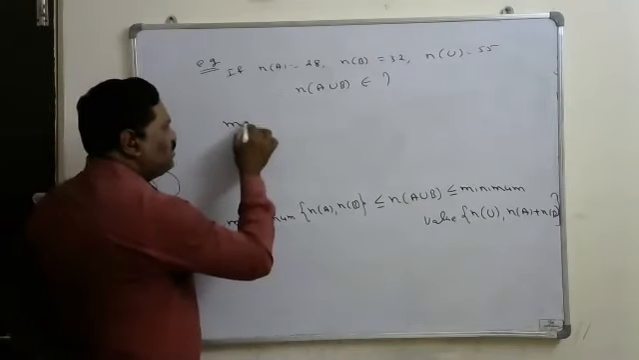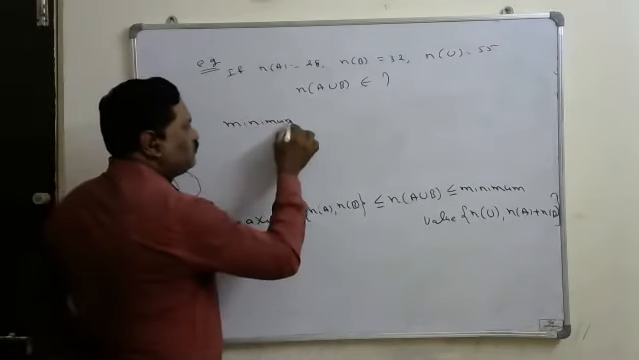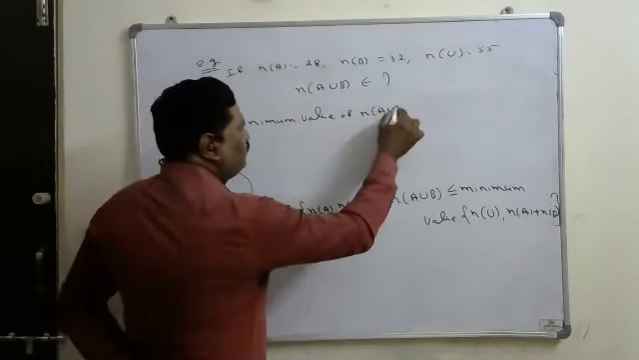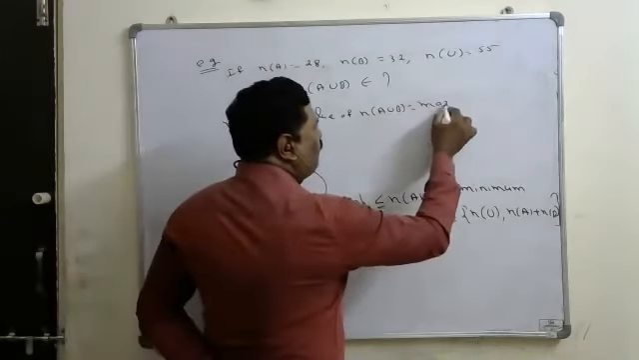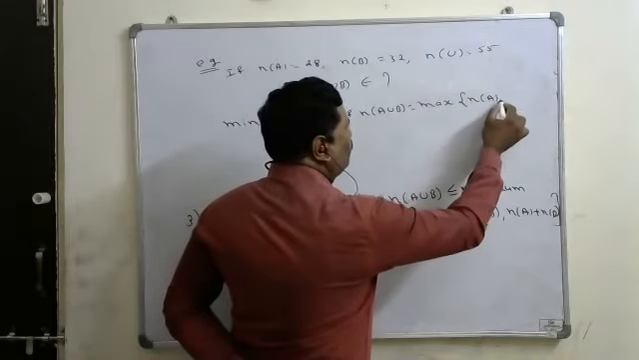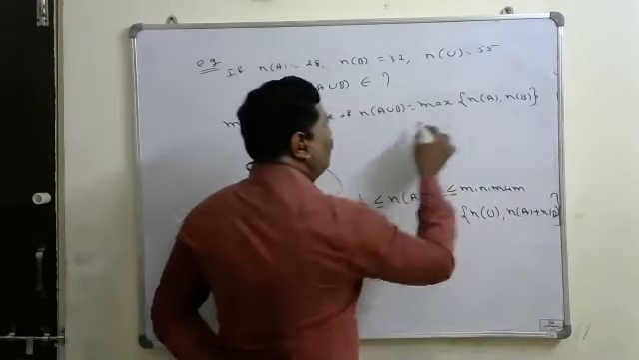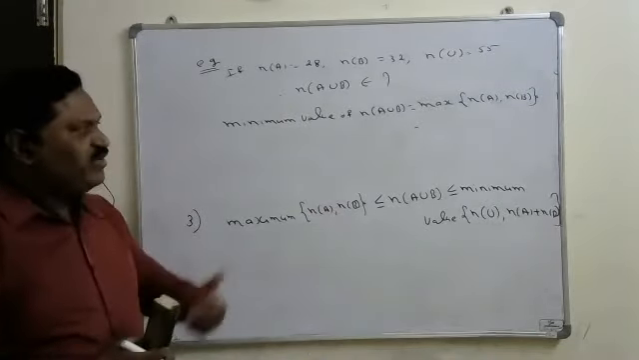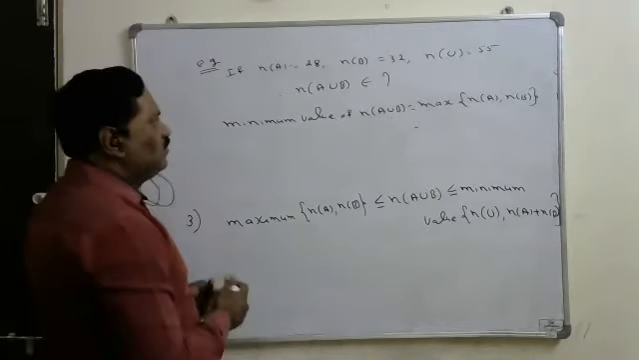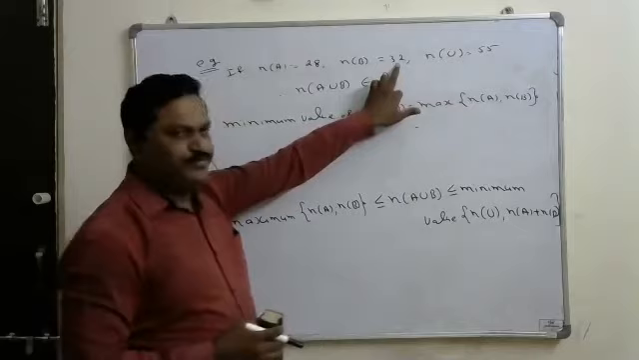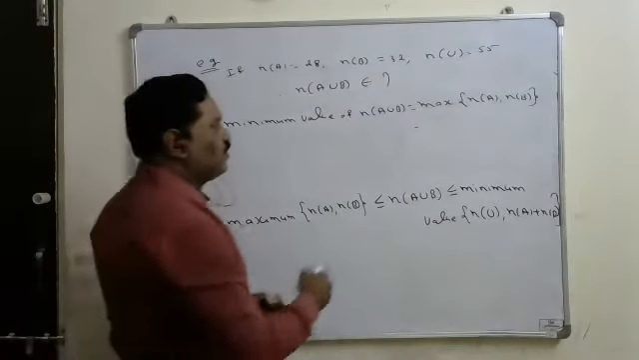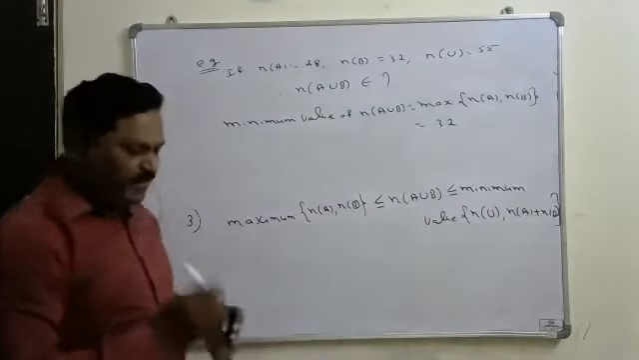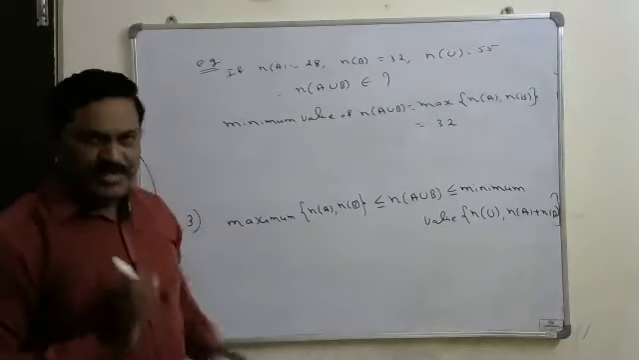So the minimum value of n of A union B is the maximum of n of A comma n of B. Out of these two, whichever is the maximum is the minimum value of this expression, right? n of A is 28, n of B is 32. Which is the bigger value? 32. So that 32 will be the minimum value of this n of A union B.